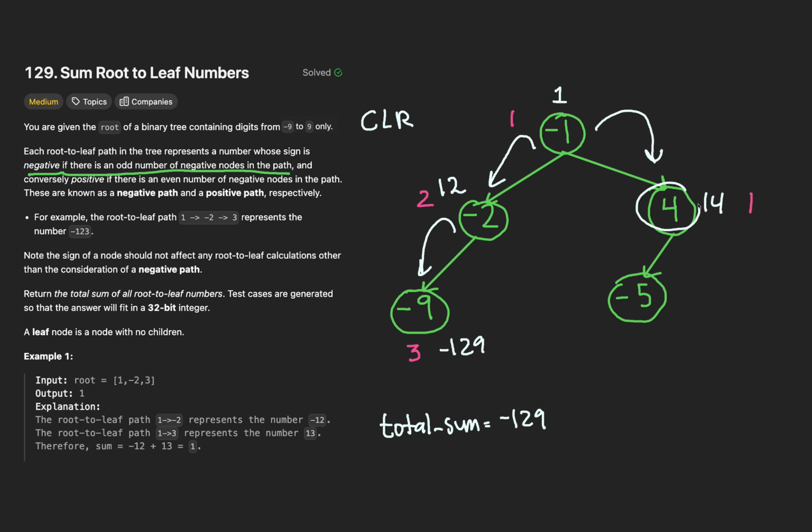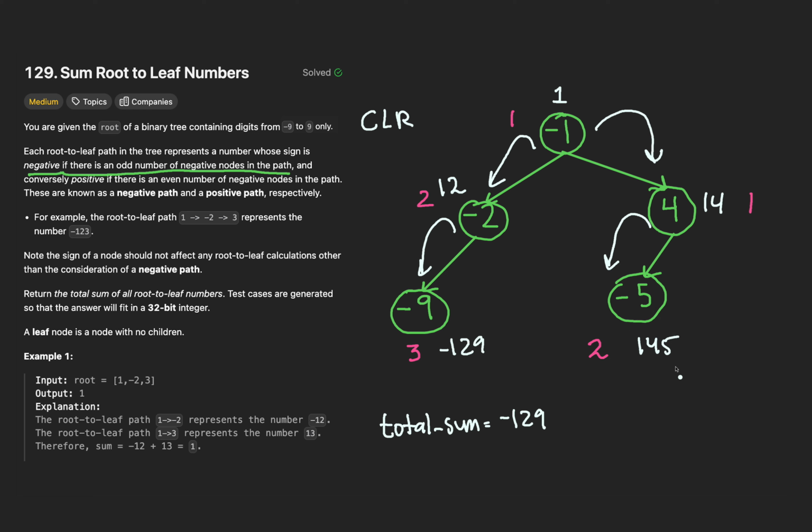We're done with the current node, so CLR tells us to go to the left node now, where we pass the current sum 14, as well as the negative variable of 1. On node 5, what's the current sum so far of 14 times 10 plus the absolute value of -5? That would give us 145. Let's write that down. Is -5 a negative number? Yes, it is. We increment the count of the number of negatives to 2. Are we at a leaf? Yes, we are. There are no children.